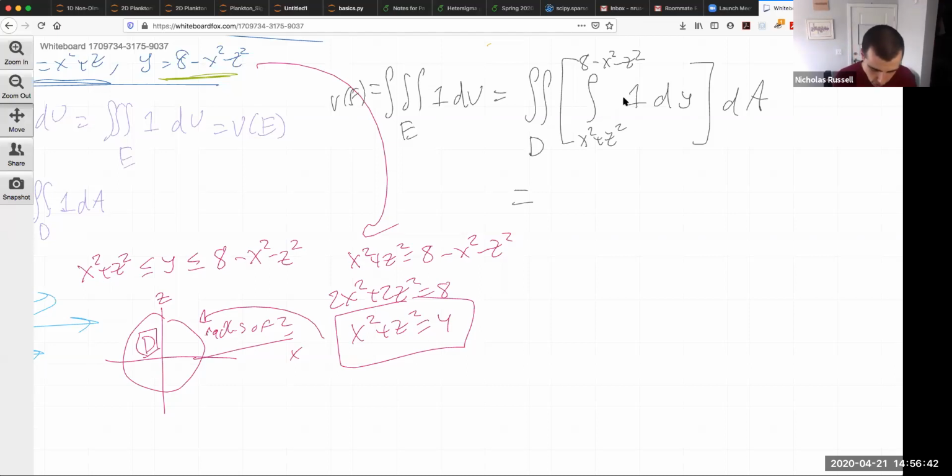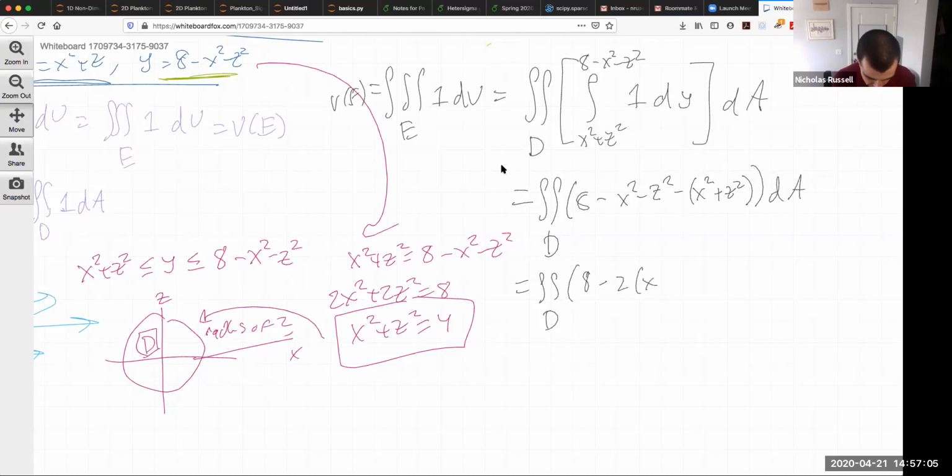So if you notice, if this is just a 1 here, it just comes out to be this top part minus this bottom part, minus x squared plus z squared dA. And more formally, I can write this as 8 minus 2 times x squared plus z squared dA. Okay, so now I have this. Right, if it's just a 1 here, it's just a subtraction of these two.